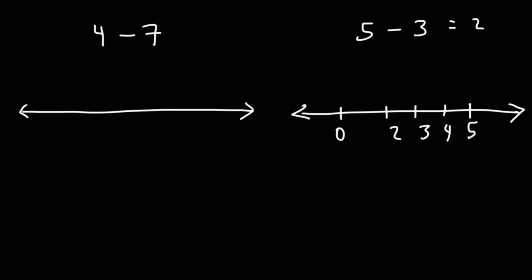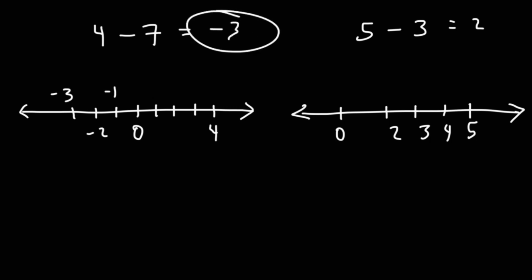And then for 4 minus 7, 4 is to the right of 0. So we're going to go 7 units to the left. 1, 2, 3. This is 4. And then 5, 6, 7. This is negative 1, negative 2, negative 3. So 4 minus 7 is negative 3. Thus, drawing a number line really helps you in terms of when you need to add or subtract small numbers.